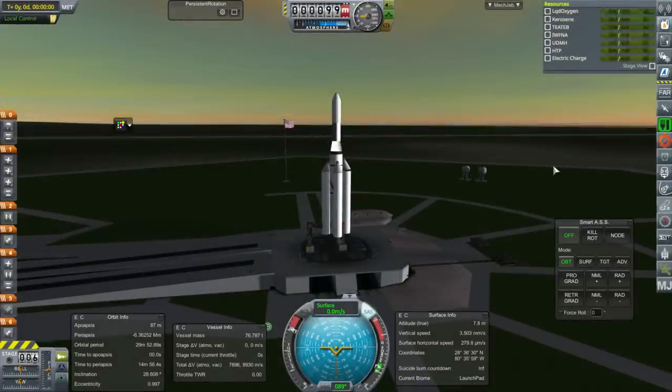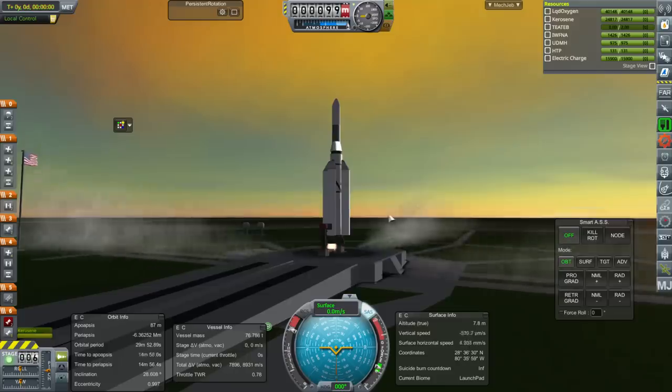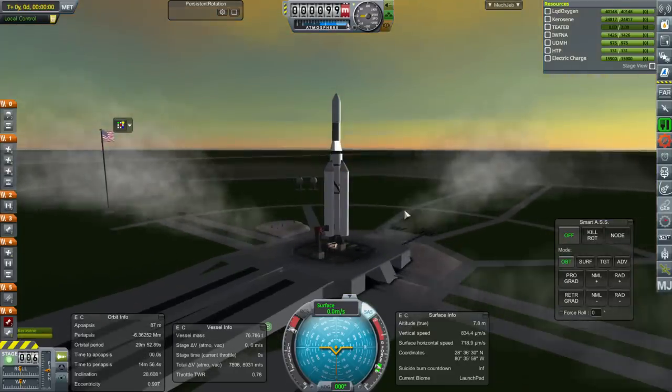So here we go. Ignition. We lost one engine. Yeah, we did. All right, shut off.